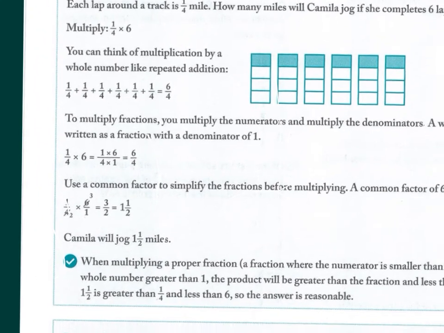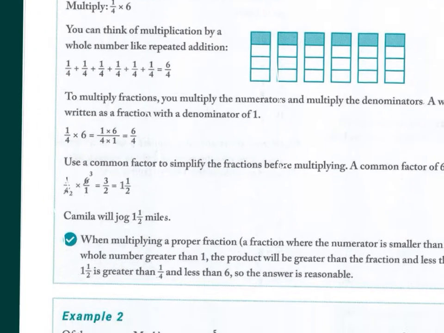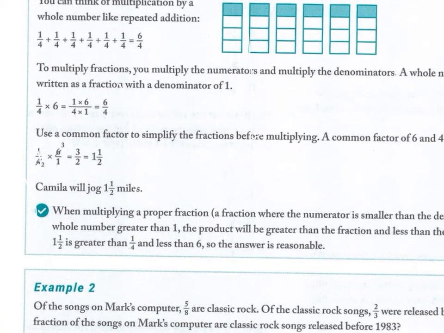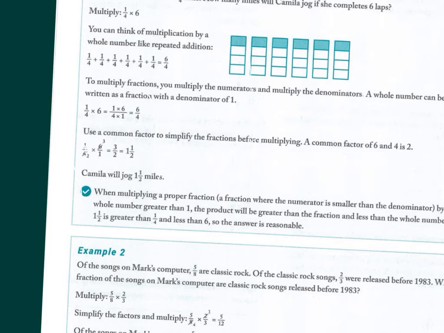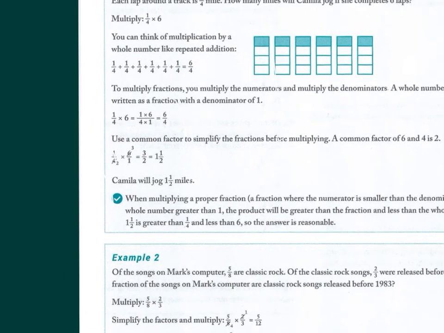Let's look at the common factor before multiplying. A common factor of 6 and 4 is 2. So this is how it is written: 1/4 times 6 over 1 equals 3 over 2. The common factor of course is going to be 2 because we know 4 and 6 will both divide by 2. So 2 will divide into 4 2 times, and 6 will divide by 2 3 times. And that's how we get 1 times 3 is 3, and 2 times 1 is 2.